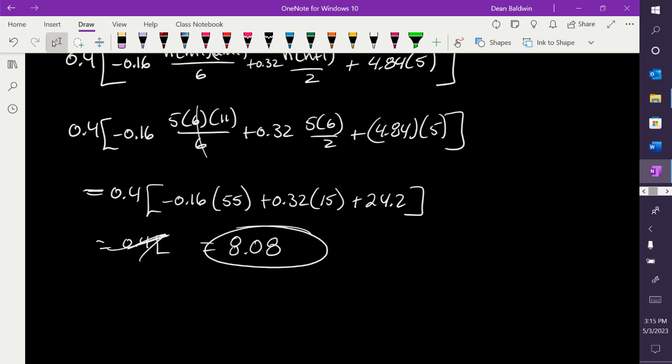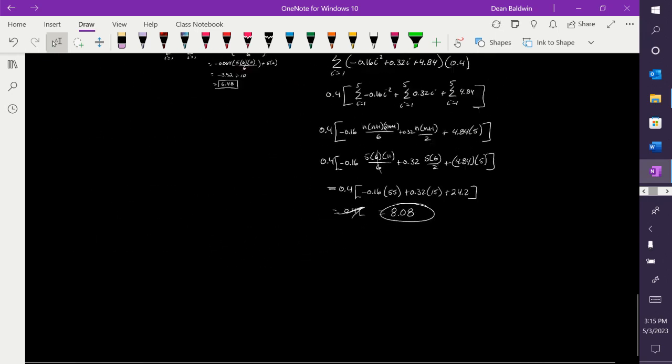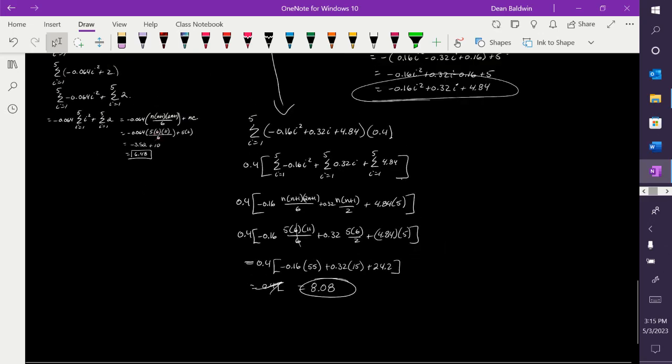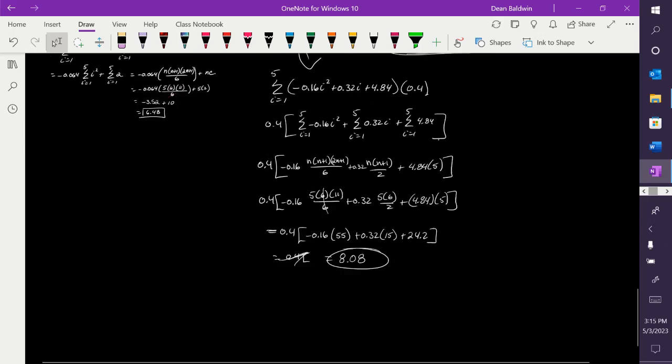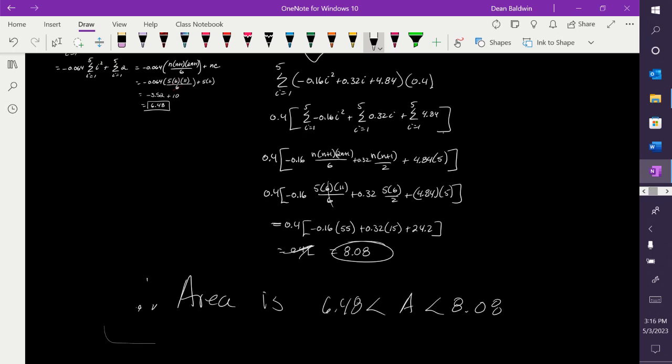Seems right. Okay, so what does that mean, people? I thought we were done. No, this is one last thing. We're done all the yucky math. It means that the other one is 6.48, and that one's 8.08. Therefore, our area is less than 8.08, but greater than 6.48. All of that to get a range.